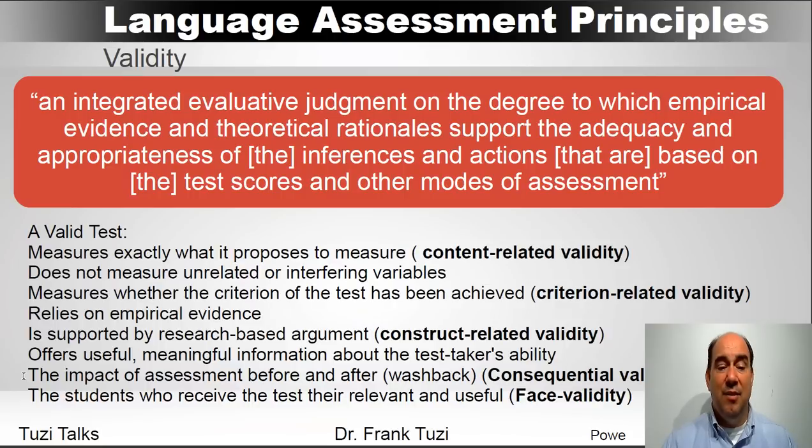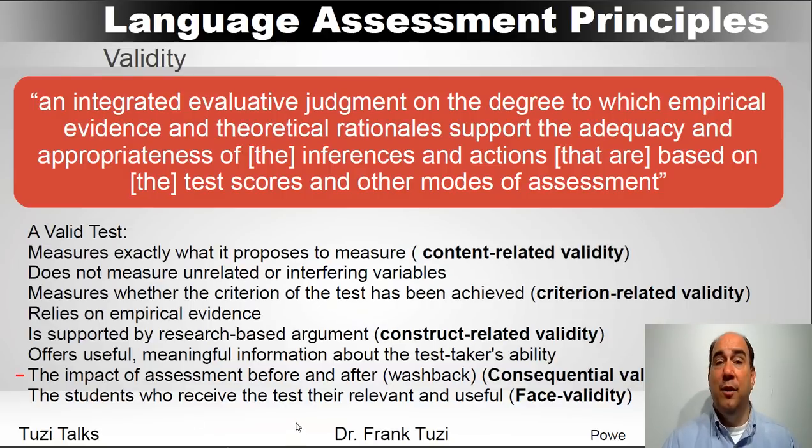Next type of validity would be consequential validity. Has the impact of the assessment, the impact before and the impact after, been taken into account? What I mean by that is someone is getting ready to take a test, but the test has been presented in such a way that they're nervous, that they're anxious, and so this high affective pressure causes them to not do well on the test. That would be before consequential validity.